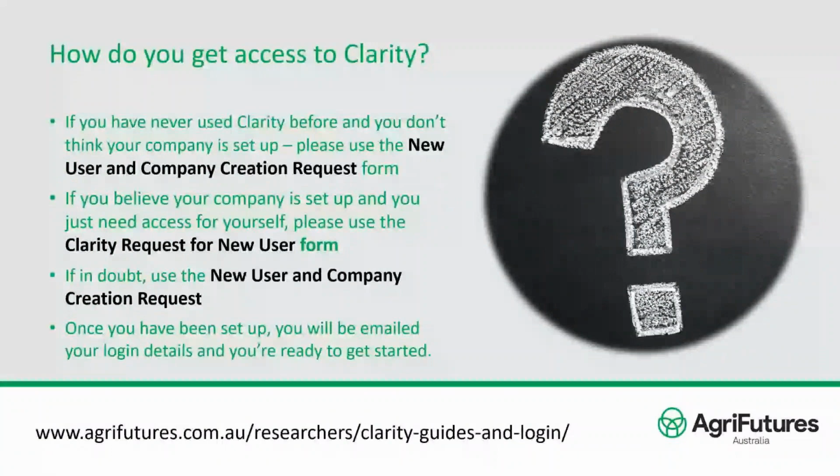So there's a number of different ways to gain access to Clarity depending on whether you're set up in our system or not. All of these are available on our website, and I've just put the link on the bottom of the slide for you. So if you've never used Clarity before and you don't know if your company is already set up, there's a new user and company creation request form. And when you complete that, if you just indicate at the bottom which application you're submitting for, so in this case, the Emerging Industries Program, we'll reply with your user details and also send you a user guide to help you use the system for the first time.